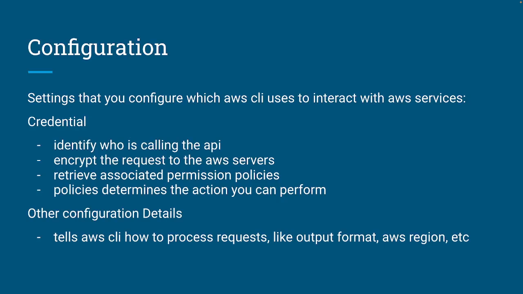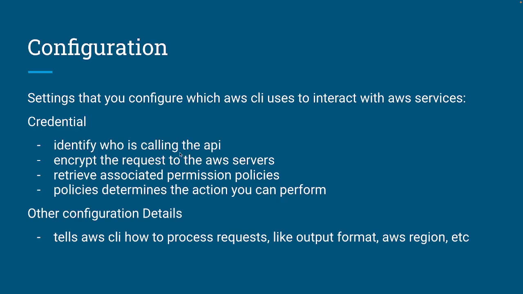Configuration. So once we have a user, we have the credentials. Now we need to configure our AWS CLI so that it can understand how to interact with AWS. There are two types of settings when we are configuring our AWS CLI. The first one is the credentials. Of course, you need to have an access key to be able to make requests to the AWS server, and another one is referred to as other configuration details, where you provide some options as to how you want to process requests. For example, you want to see the output in JSON format, or you want to specify the AWS region.